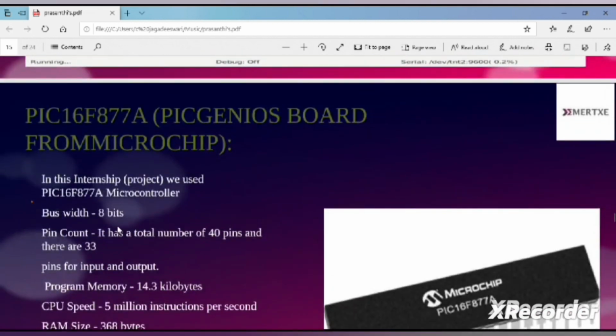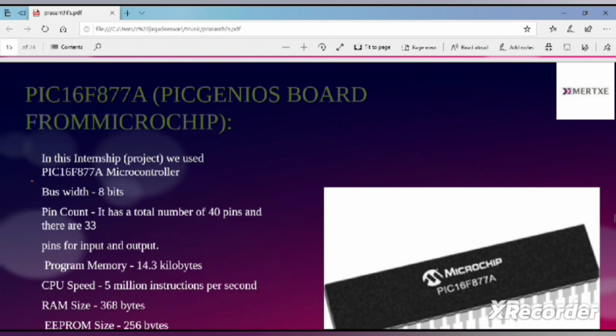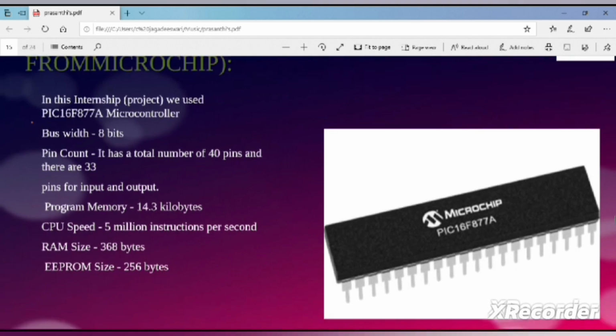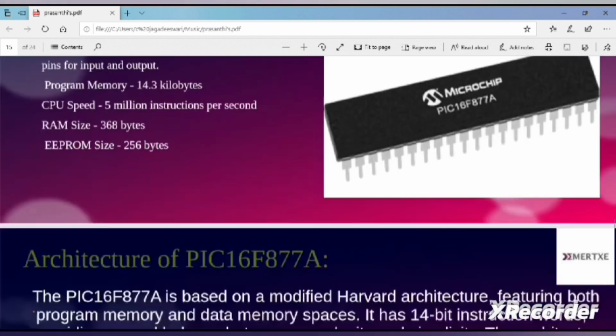And next is the PIC16F877A, PICGenius board from Microchip. In this internship, we used the PIC16F877A microcontroller. Bus width is 8 bits. It has a total of 40 pins and there are 33 pins for input and output. Program memory is 14.3 kilobytes. CPU speed is 5 million instructions per second. RAM size is 368 bytes. EEPROM size is 256 bytes.